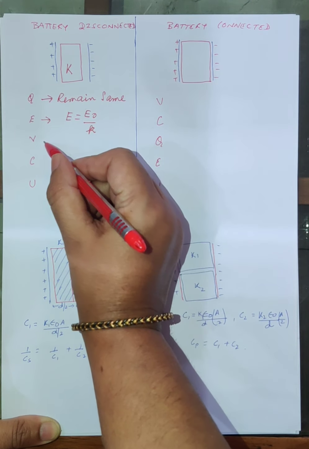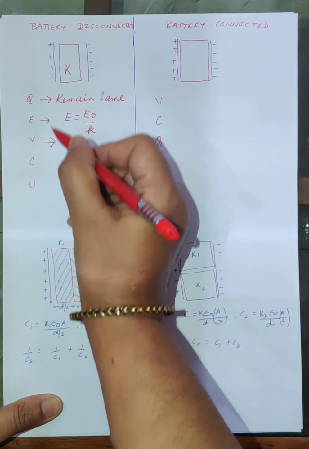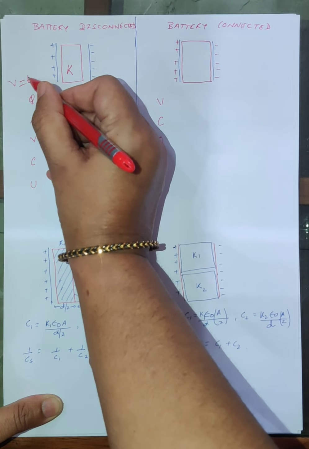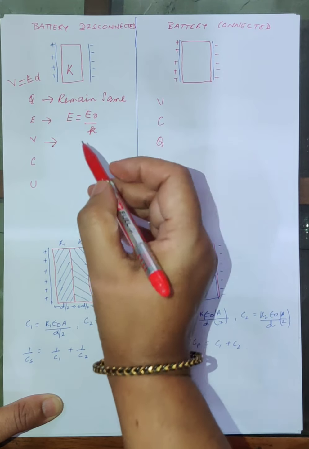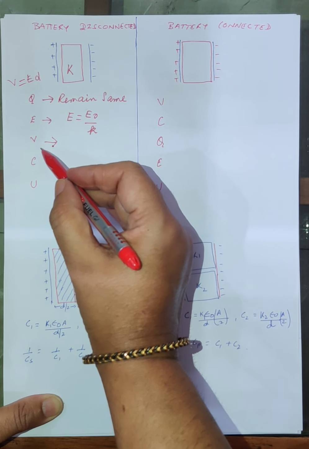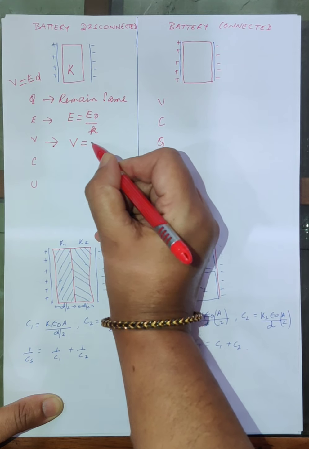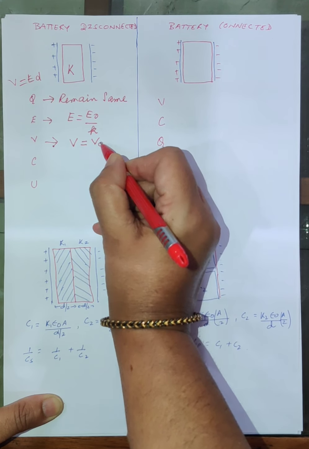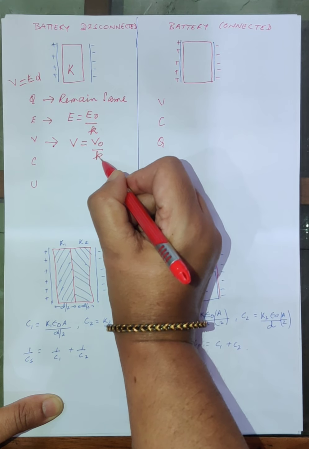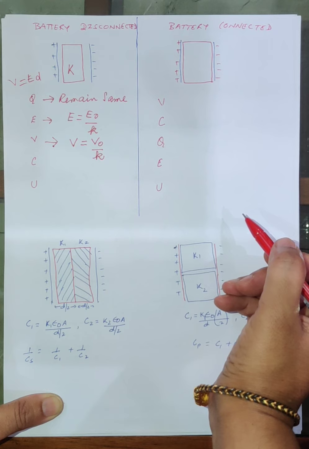Now, what will happen to the potential difference? We know that our potential difference V is equal to E into d. So if E is decreasing, my potential difference will also decrease. Reduce means, as I discussed yesterday in one of the mind maps, that we are dividing it by K. So my V will be equal to V naught by K.